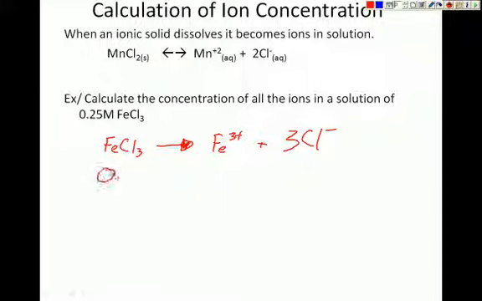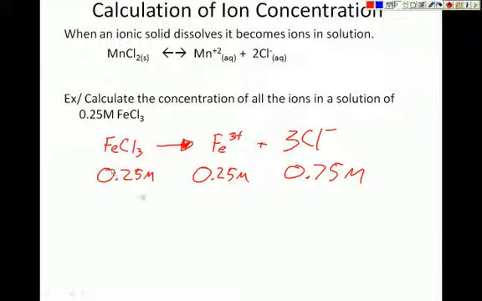So if we had 0.25 molarity FeCl3, what's going to happen is that since it's a 1 to 3 ratio, when this dissolves, this is also going to be 0.25 molarity, and this is going to be, well, just multiplied by 3, 0.75 molarity.